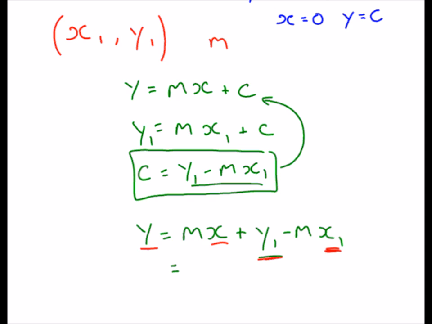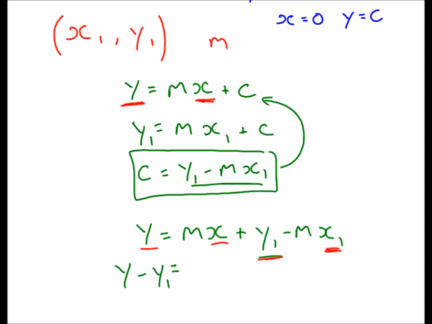I don't know what my y and x are, I want them at the end. Just like in our equation y equals mx plus c, I had a y and an x, and I can use those to find other coordinates. So I'd like my y1 on the same side as my y.